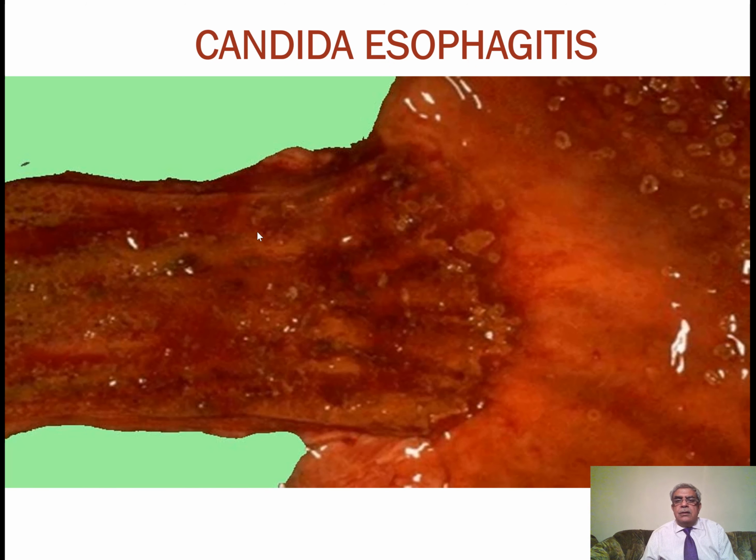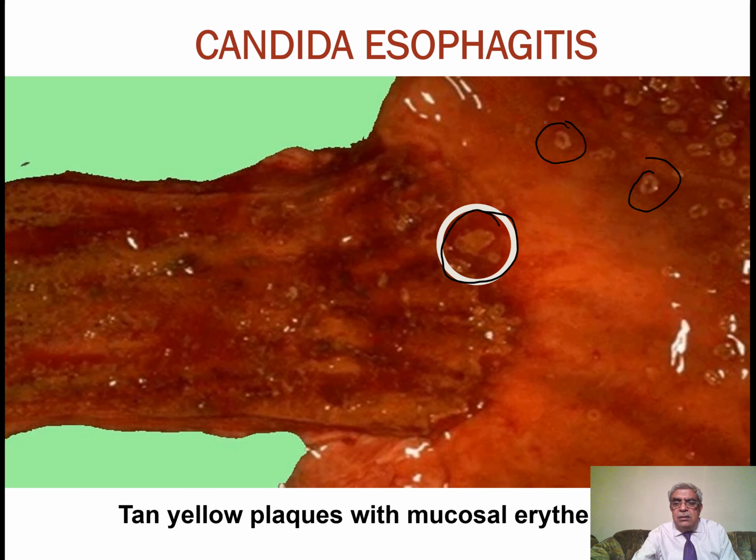Look at that. This is the esophagus, and you can appreciate these areas. There are the fungal infections, that is the Candida, which are present, again marked with white arrow, white circle. Tan yellow plaques with mucosal erythema. The mucosa is red.